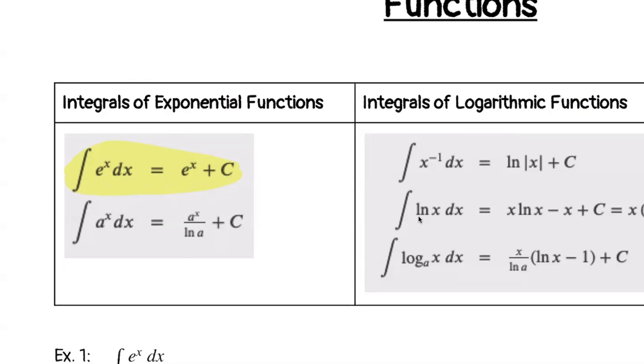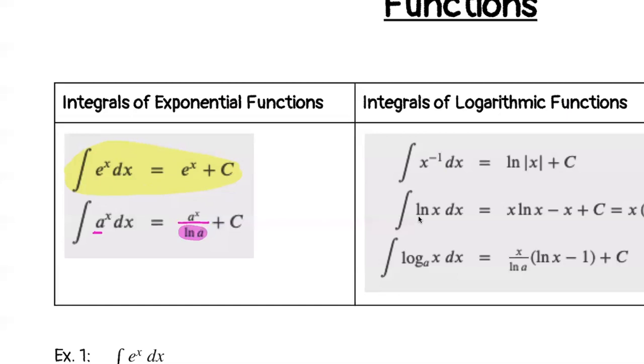But while we're here, I did want to include a more secondary rule, a situation where maybe instead of a base of e, you have a base of a. All right. And it turns out that the one difference is you're going to divide. You're still going to get a to the x, but you're going to divide by the natural log of a.